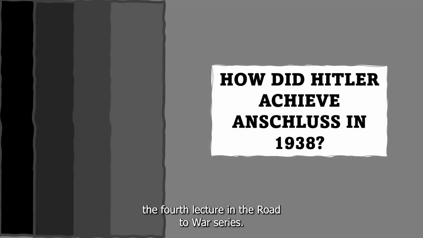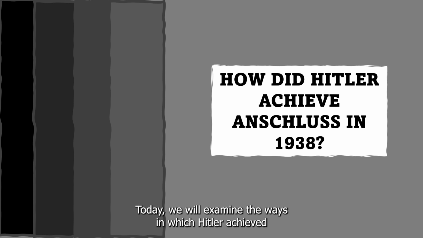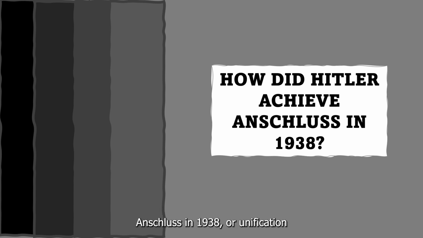Welcome to the fourth lecture in the Road to War series. Today we will examine the ways in which Hitler achieved Anschluss in 1938, or unification with Austria.